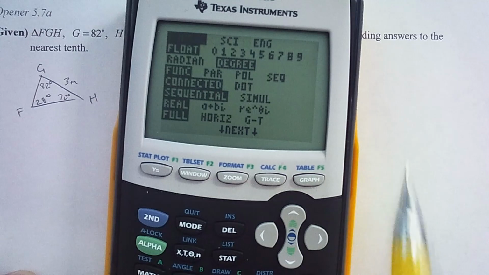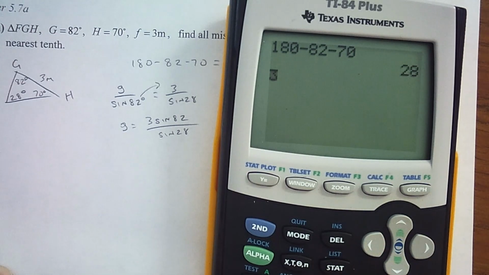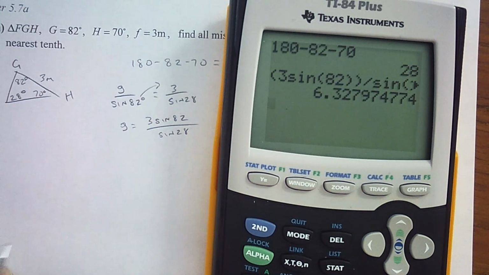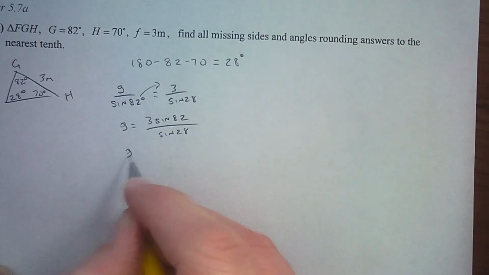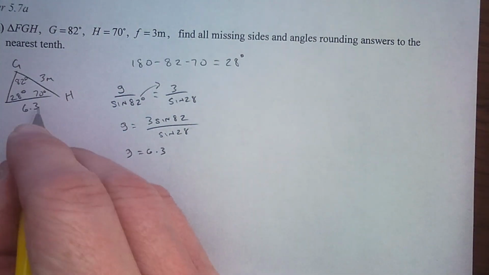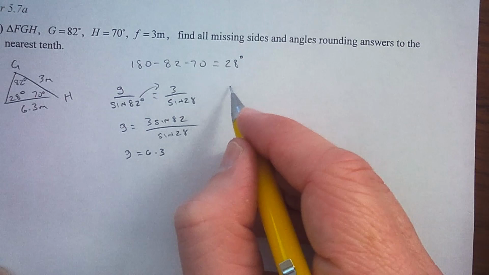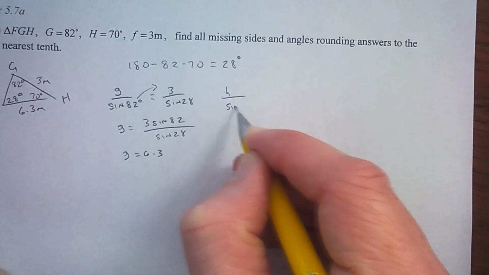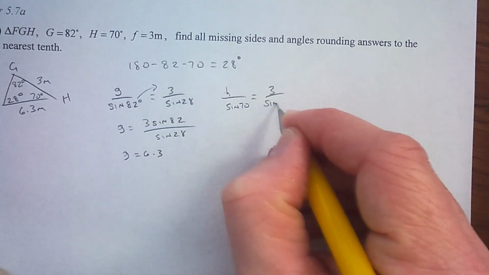Okay, so I'll check my mode. I'm in degrees, so we're good to go there. So 3, actually I'll put this in parentheses, 3 sine 82, close parentheses, divided by sine 28, and I've got 6.3, and that's in meters. Okay, and then I'll do that again for side H. H over sine 70 equals 3 over sine 28.